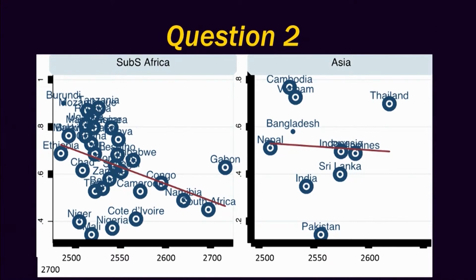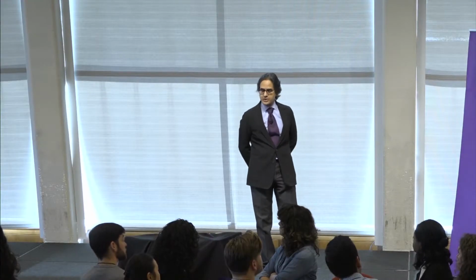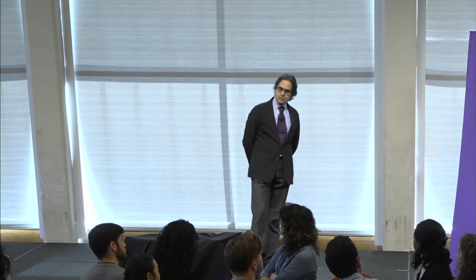So just to put the developing world into context, here are 2 snapshots from sub-Saharan Africa and from Asia. GDP per capita on the x-axis, relatively low, $2,500, $2,700. And you can see in sub-Saharan Africa most clearly, but also to some extent in Asia, that downward or slightly negative trajectory, more pronounced in one case than the other. So those are the facts. And those are the questions. So how do we answer them?